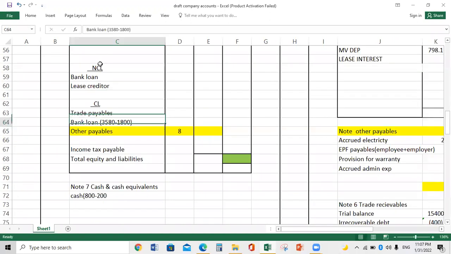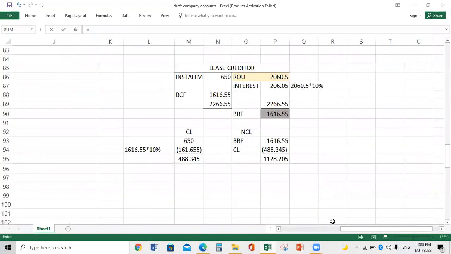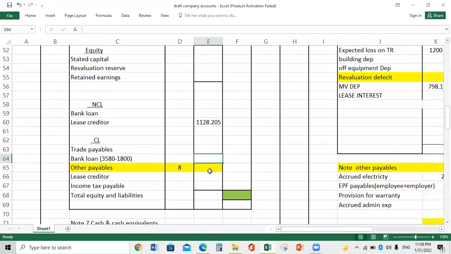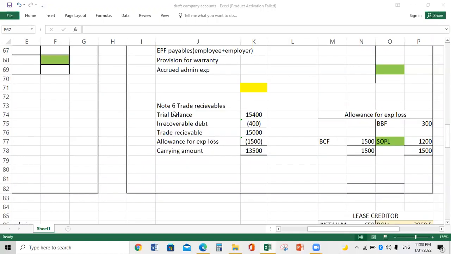Lease creditor. Okay? And write the values. Non-current, how much? Current, how much? So now guys, check whether you have recorded in 5 places everything related to lease.